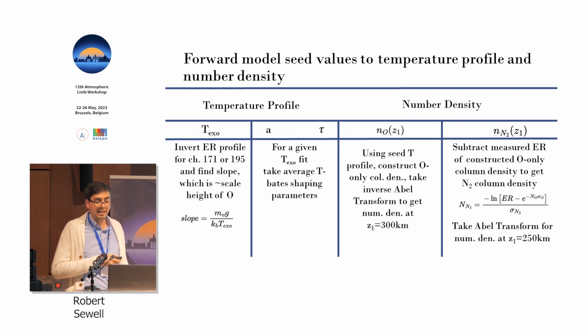Lastly, we need to get the N2 seed number density at some reference altitude for our diffusive equilibrium equation. For this, we subtract the measured extinction ratio from the O-constructed-only column density extinction ratio in this equation shown on the far side. And then once again, we take the inverse Abel transform to go from column density to number density, and we choose a reference altitude of 250 kilometers, where we expect there to be more N2.